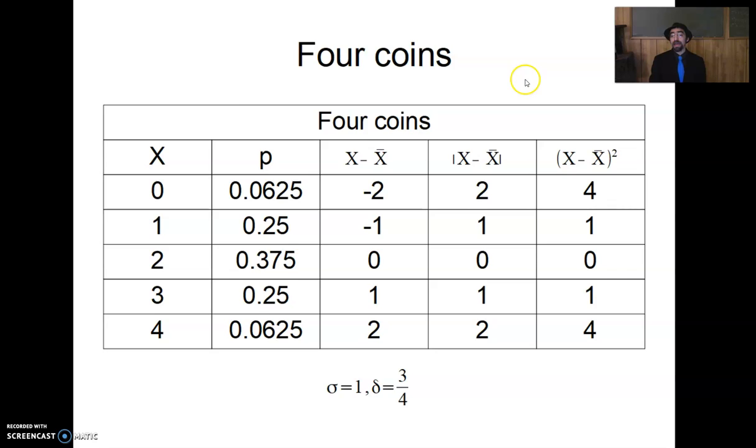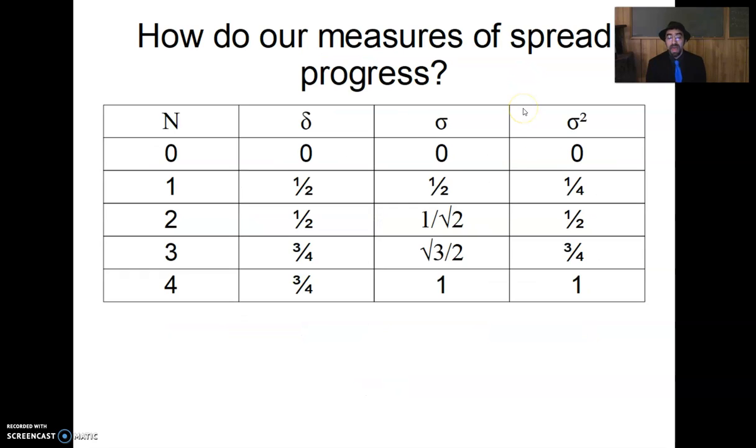And so let's tabulate these results all together. As n, our number of coins, increases from 0 to 1 to 2 to 3 to 4, let's look at what delta is doing. Delta starts at 0, then goes up to 1/2, then stays at 1/2, right? Even though we added an additional coin, we're adding some uncertainty. But our measure of uncertainty, our measure of spread, didn't change, even though we flipped an additional coin.